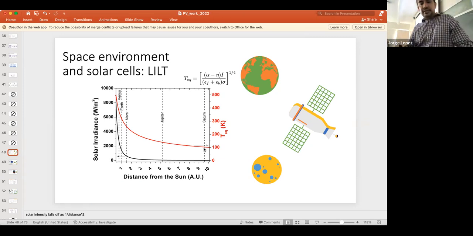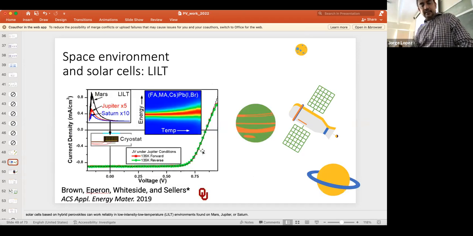So the question became, could a solar cell work well in that environment? My colleague, Ian Sellers, we were collaborators still, and he was doing these measurements. He found out that in Jupiter conditions, and in Saturn conditions and in Mars conditions, at the temperature that they would be exposed to, things would work really well for perovskites. Not for silicon, right? But for perovskites.